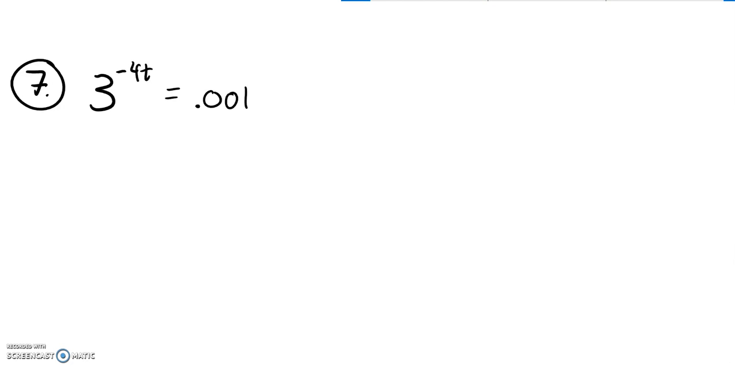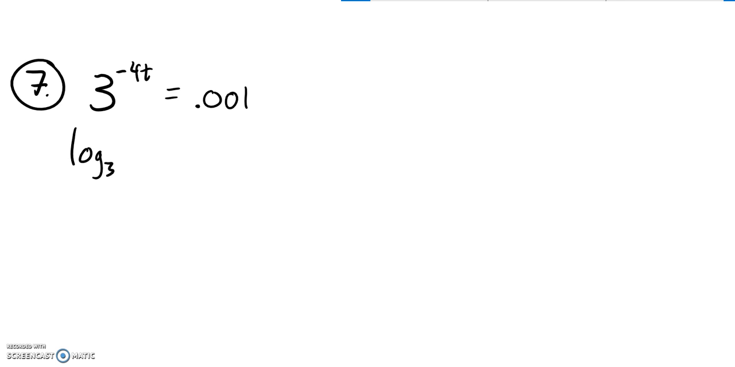This is Math 141, Exam Practice 2, Problem Number 7. We're supposed to solve this for t. So, let's get t all alone. I notice I have 3 to some power equals 0.001. I'm going to rewrite this as a log base 3 statement.